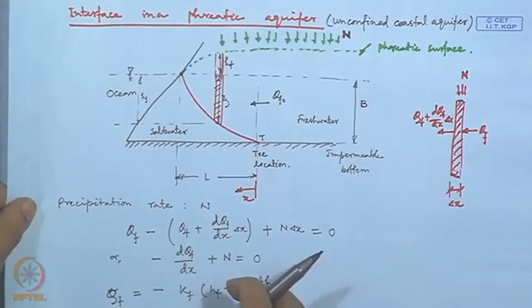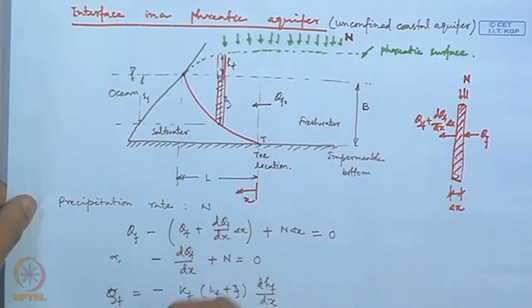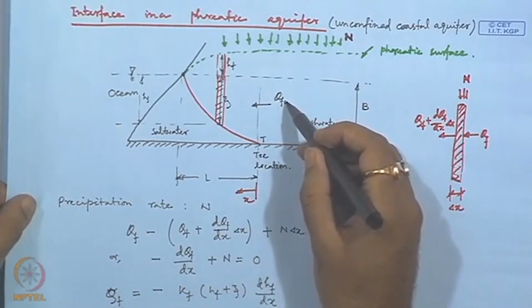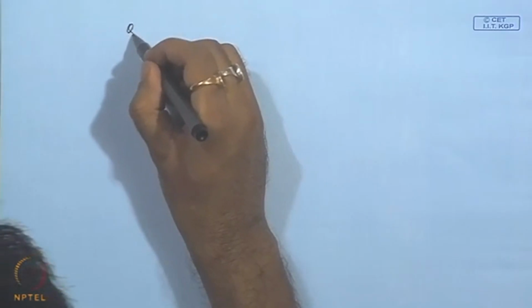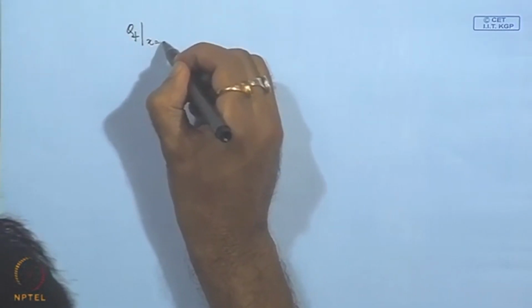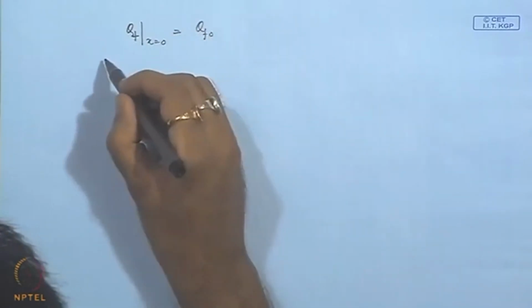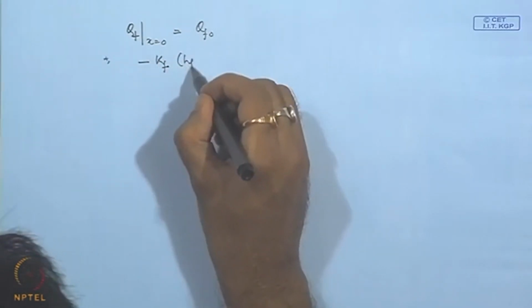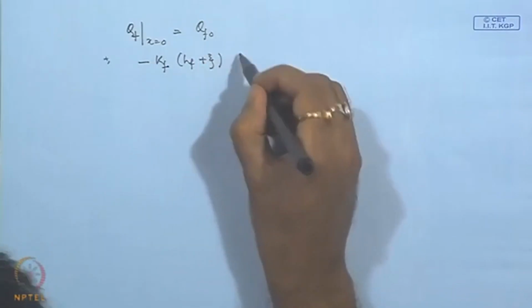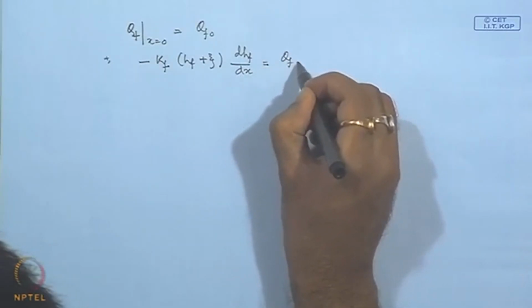So, at this right hand side boundary, we have this value Qf equals Qf naught. So at x equals to 0, Qf equals Qf naught, or we can say that minus Kf (Hf plus xi) dH by dx equals Qf naught.